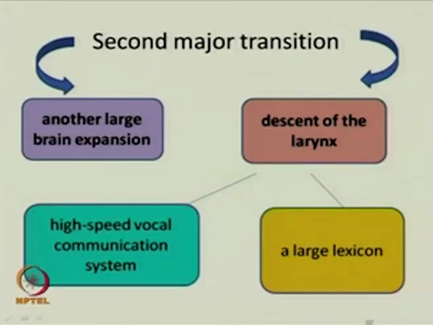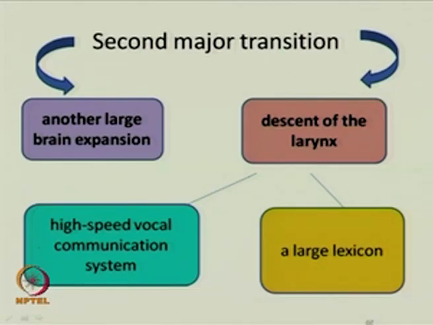So the second major transition, as we saw, was marked by another large brain expansion, and at the same time the descent of the larynx. This is something we have already discussed. The descent of the larynx is important. Why? Because it led to two things. One is it led to a high-speed vocal communication system and a large lexicon. Remember, the lexical invention is an important part of stage 2.